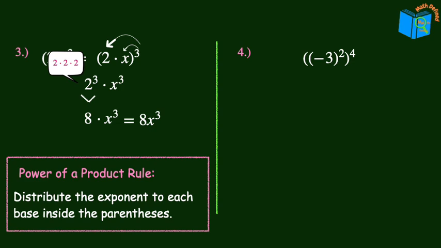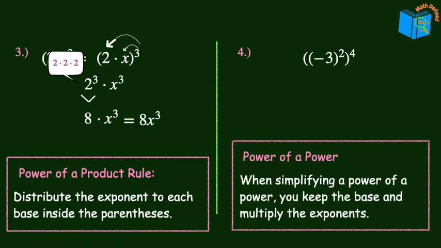In problem number 4, we have a power being raised to another power, so we will follow the power of a power rule. Let's look inside the parentheses first to determine what the base of this power is. Since there is a parenthesis between the exponent of 2 and the number 3, everything inside the parentheses is the base. And since the negative sign to the left of the 3 is inside the parentheses, the base here is negative 3. Now to simplify the exponents, we need to multiply them, and 2 times 4 is 8, resulting in negative 3 to the 8th power.